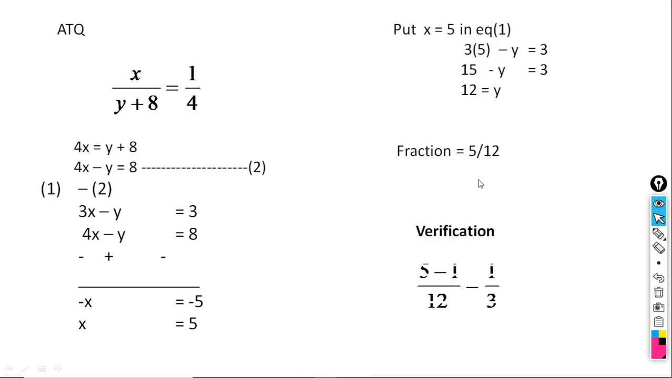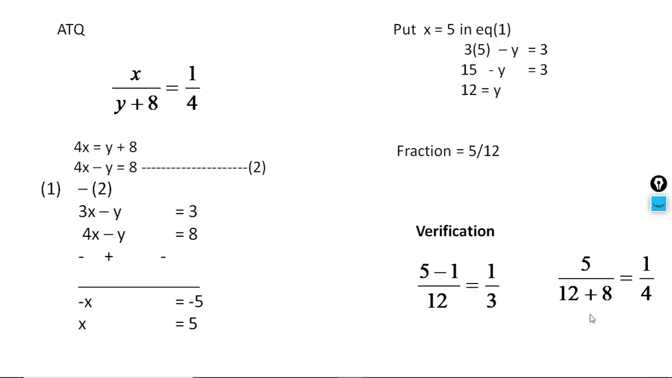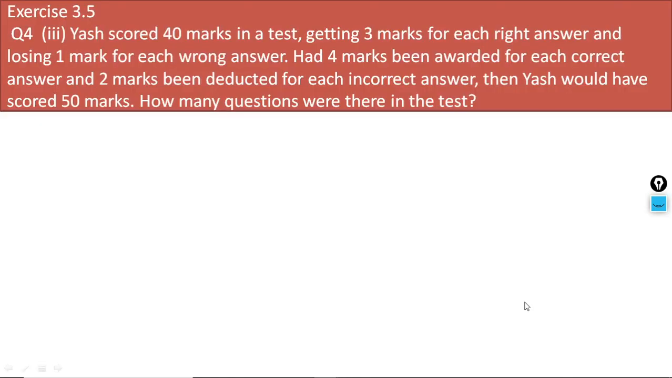If you want to verify, subtract 1 from the numerator. 5 minus 1 you get 4. 4 upon 12 we get 1 by 3. Second case, by adding 8 to the denominator, we get 5 upon 20 which is 1 by 4. This verifies this problem. Let us try another problem.